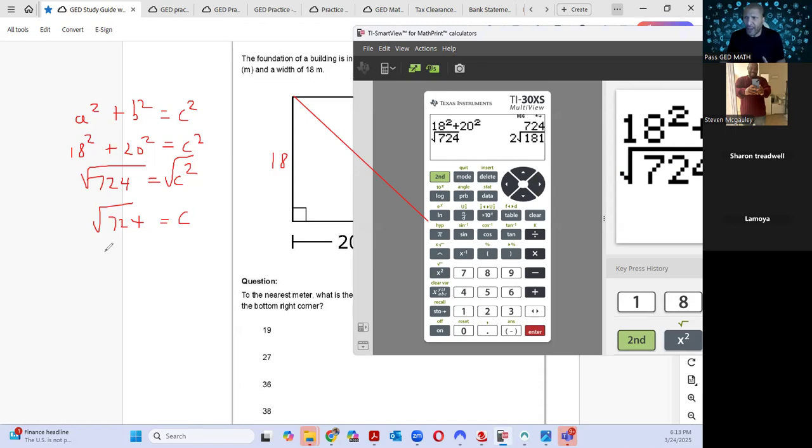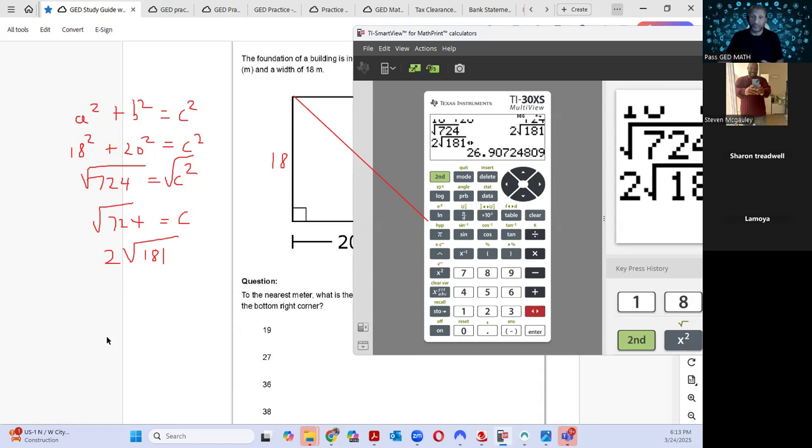But my multiple choice doesn't say anything about any radicals. So what we have to do is hit the double arrows right above enter to change it to a decimal. And we get 26.9. They want us to round to the nearest meter, and that would be, of course, 27. And that's an example of the Pythagorean theorem.